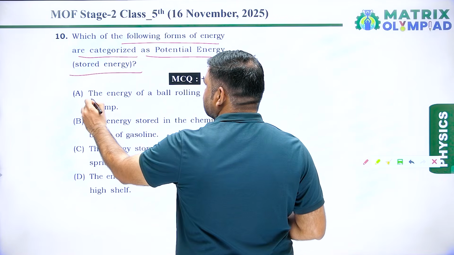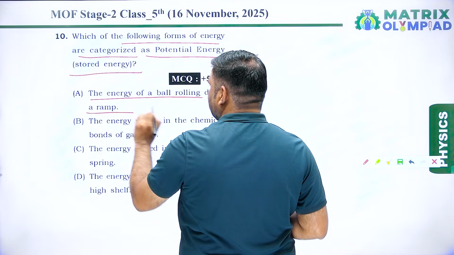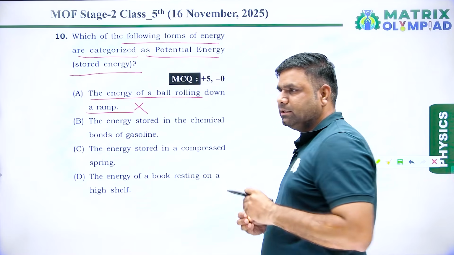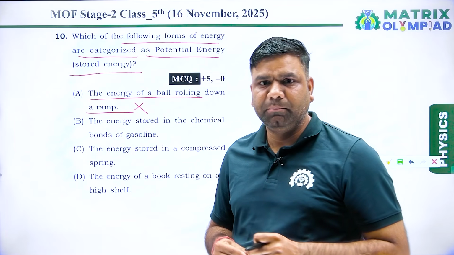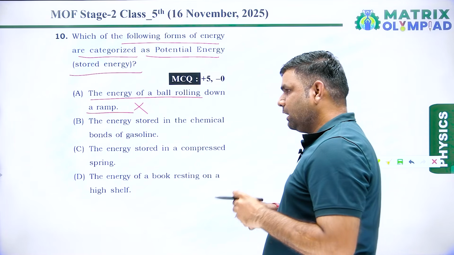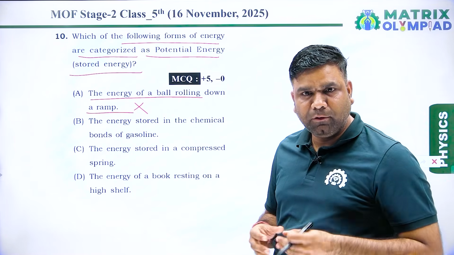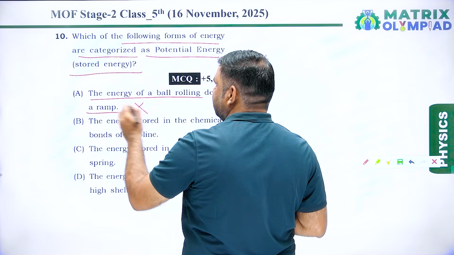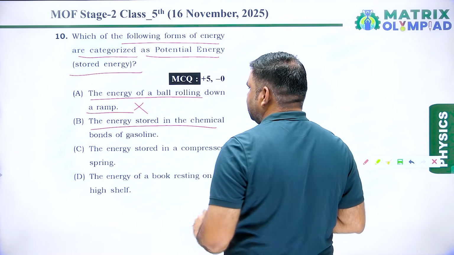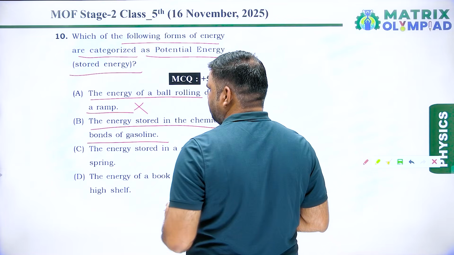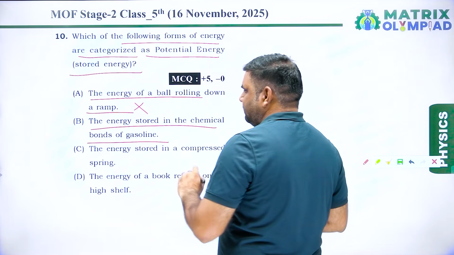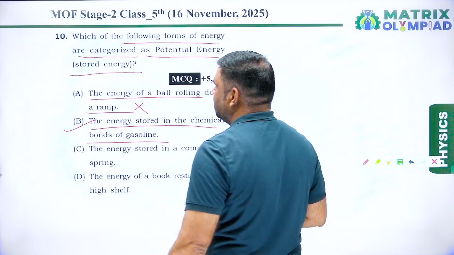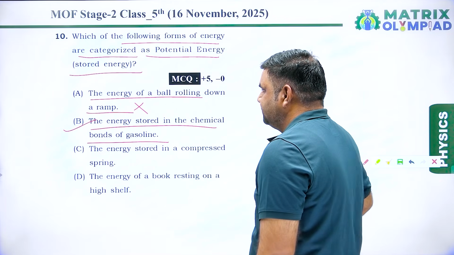So option A is the energy of a ball rolling down a ramp. No, this is not correct, because when a ball is rolling down a ramp, the energy is converted into another form of energy, not the form of potential energy. So A is incorrect. Option B, the energy stored in the bonds of gasoline. So this is an example of stored potential energy.